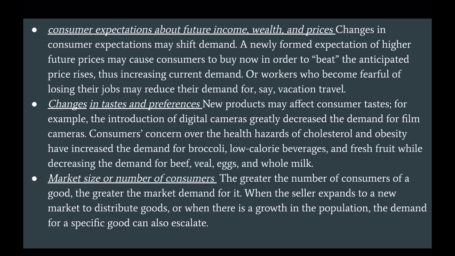Market size and number of consumers. The greater the number of consumers of a good, the greater the market demand for it.